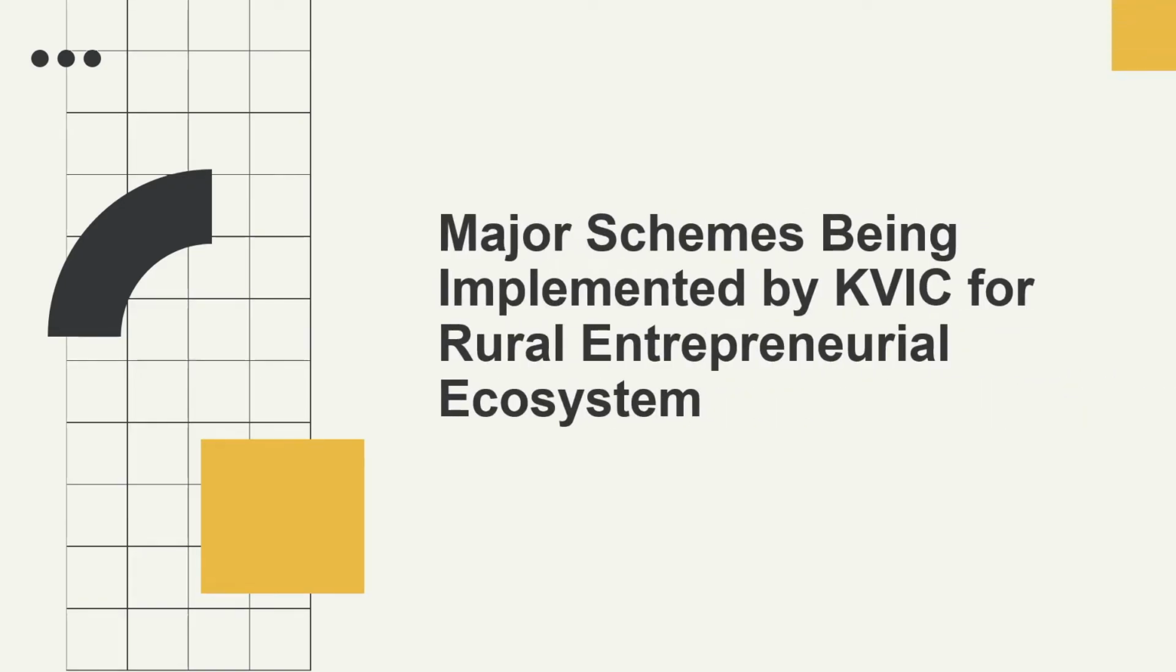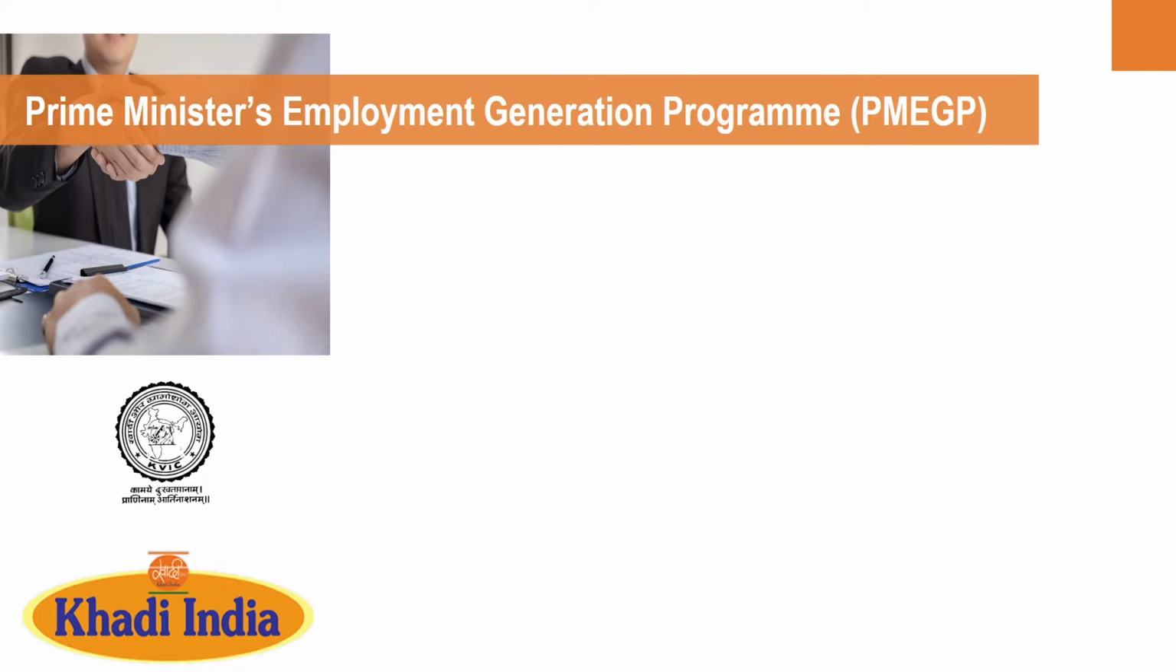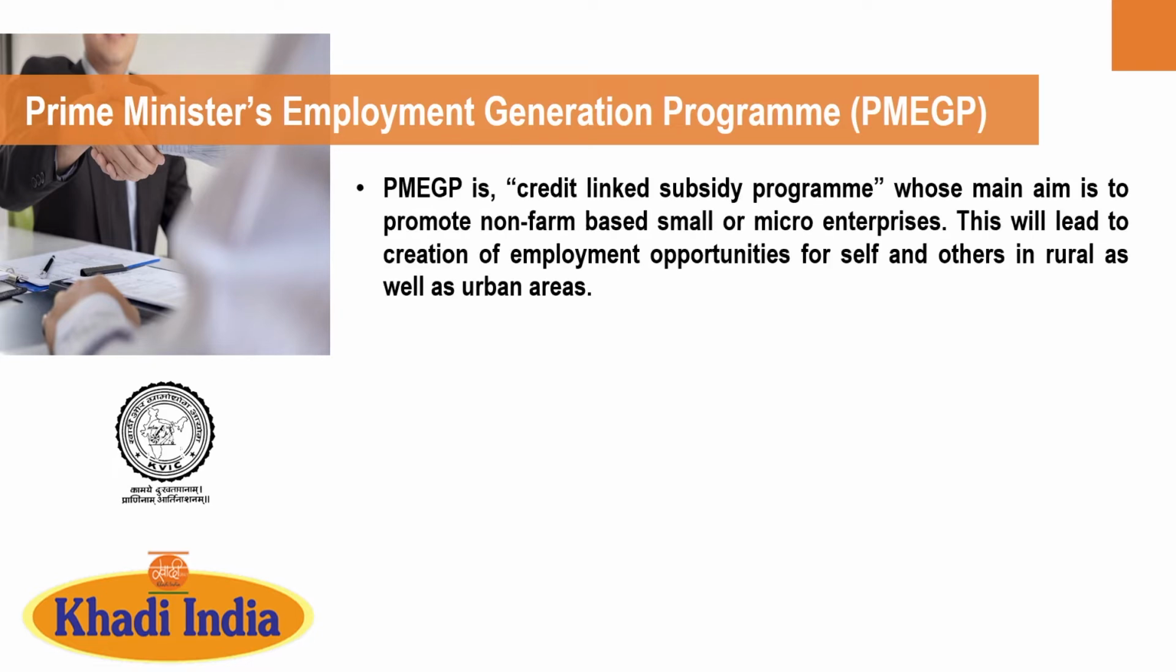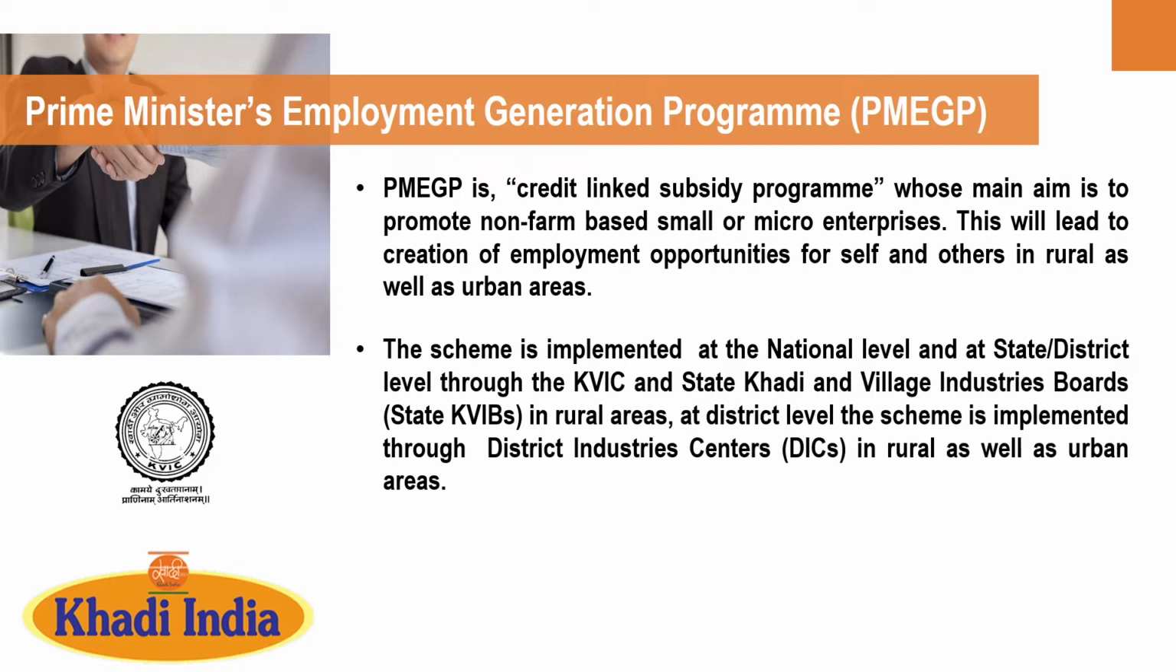Various schemes being implemented by KVIC for the rural entrepreneurial ecosystem are: let us first of all discuss the Prime Minister's Employment Generation Program, PMEGP. This is a credit-linked subsidy program whose main purpose is to promote non-farm based small or micro enterprises. This will lead to creation of employment opportunities for self and others in rural as well as urban areas. The scheme is implemented at the national level and at state and district level through the KVIC and state Khadi and Village Industries Boards. At district level, the scheme is implemented through District Industries Centers, also known as DICs, in rural as well as urban areas.